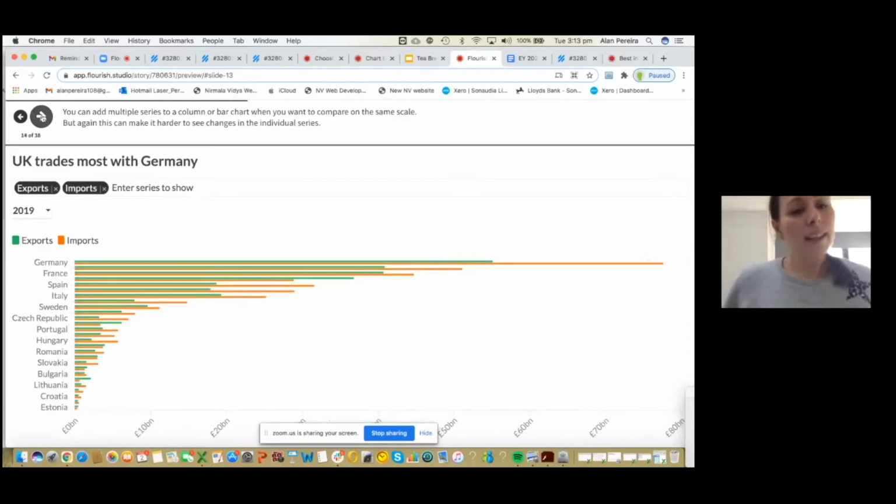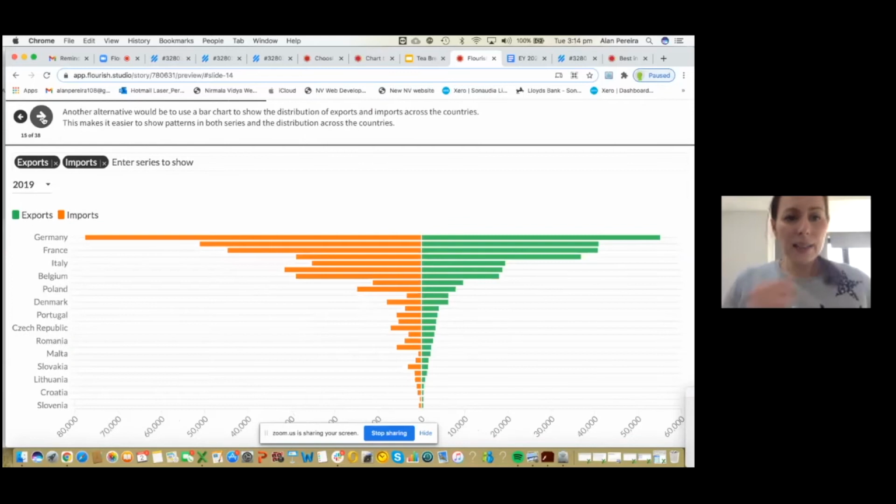And again, as before, you can add multiple series to your column and bar charts when you want to compare different metrics on the same scale. As before, it can make it harder to see changes in the individual series. So you could do a grid of charts, which is what I showed you before, or you can use an alternative type of bar chart.